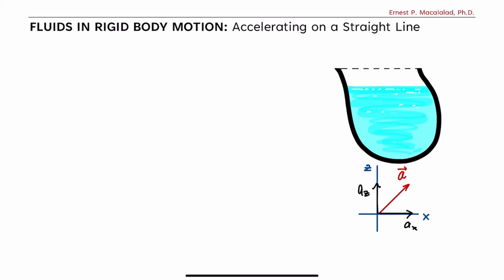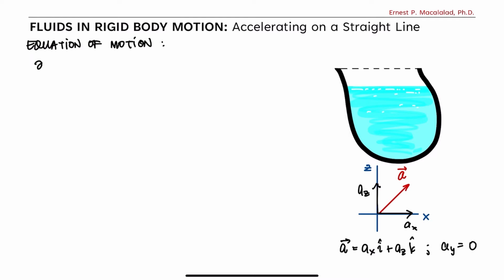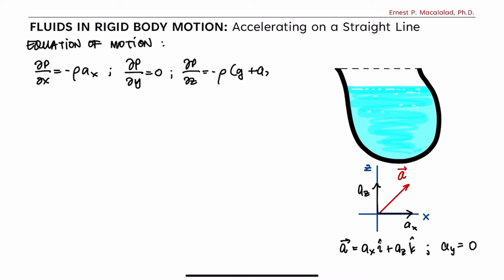Therefore, our acceleration can be rewritten as a equals ax i hat plus az k hat, while ay is equal to 0. Therefore, the equations of motion are: the partial derivative of p with respect to x equals negative rho ax, the partial derivative of p with respect to y equals 0, and the partial derivative of p with respect to z equals negative rho times g plus az. This means that the pressure is independent of y and only depends on x and z.